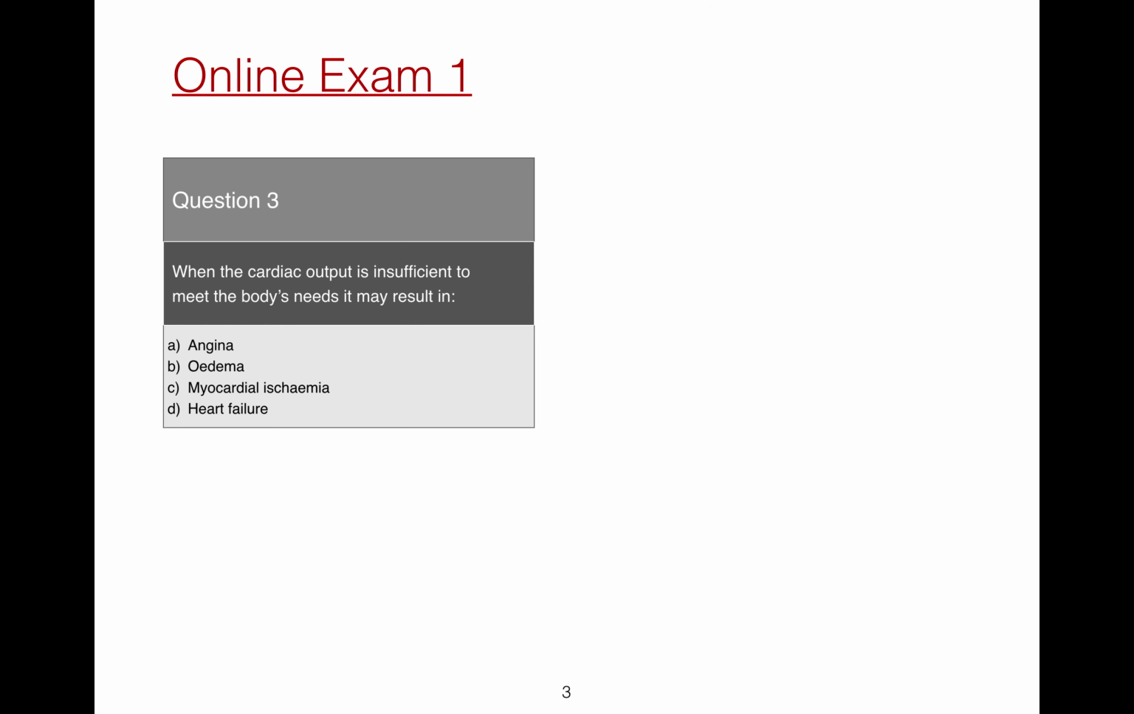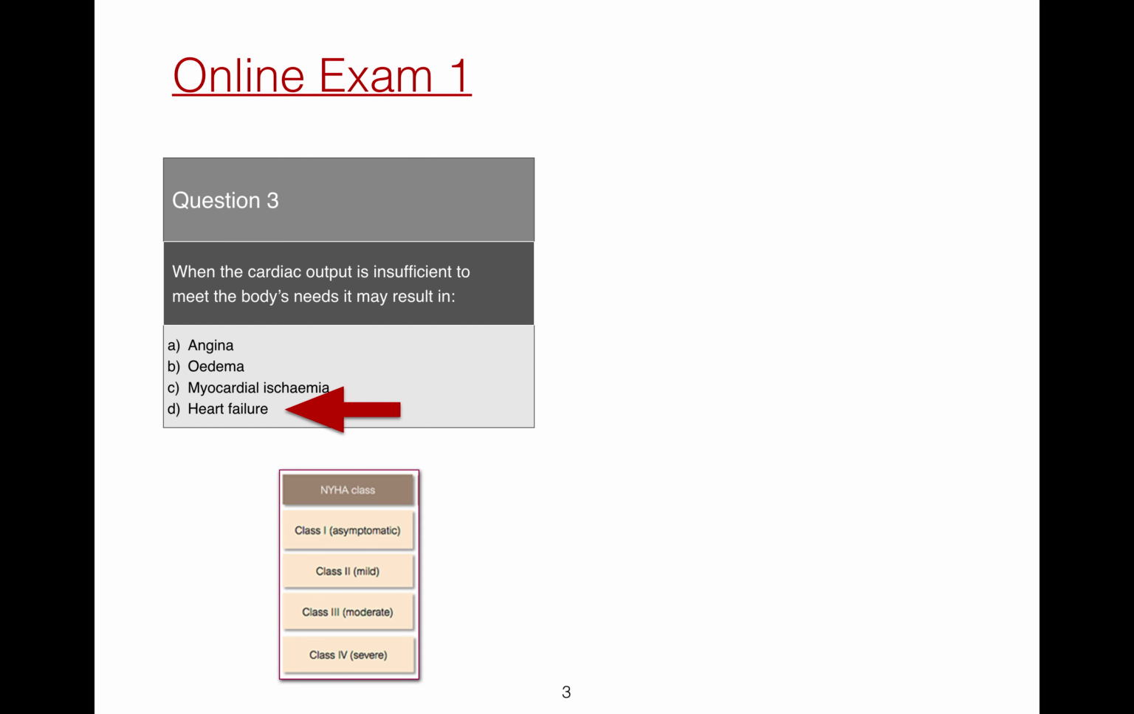Question 3. When the cardiac output is insufficient to meet the body's needs, it may result in which of the following? Insufficient blood flow to a region can result in any of the first 3 answers. The most correct answer for this question, which asks about insufficient cardiac output to meet the body's needs, is D, heart failure.